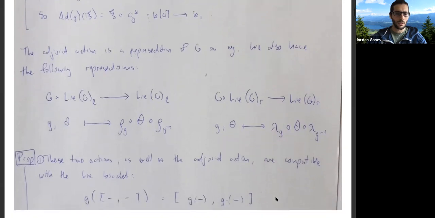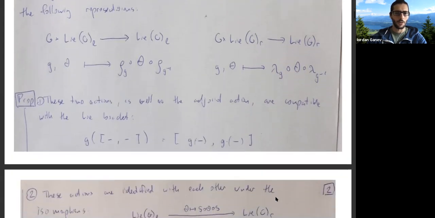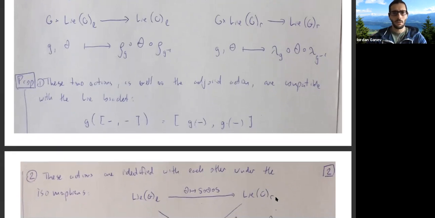So the claim is the following. First of all, the adjoint action and each of these actions defined here on left and right invariant vector fields, they're compatible with the Lie bracket. So every element in the group acts by Lie algebra automorphism. So the action of the group respects the Lie algebra. If we take two elements and we take their bracket and then apply the group action, that's the same as first applying the group action to each of the two elements and then applying the bracket.